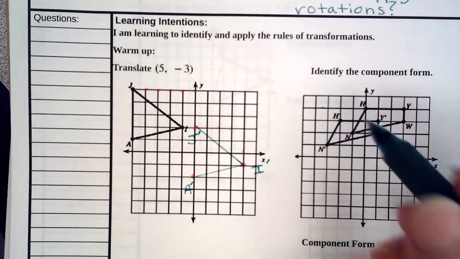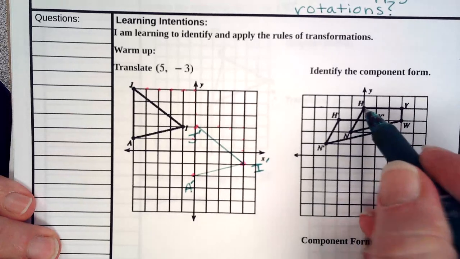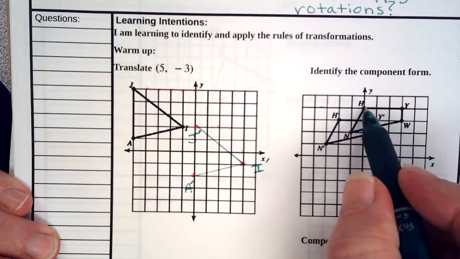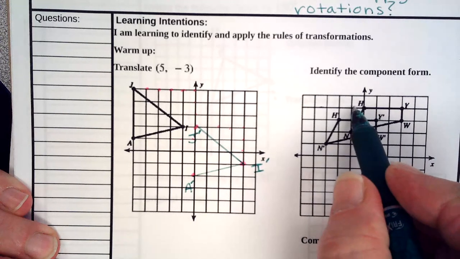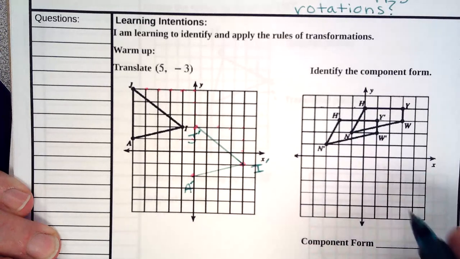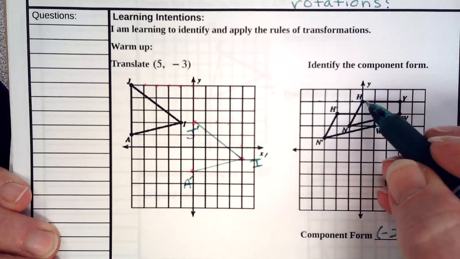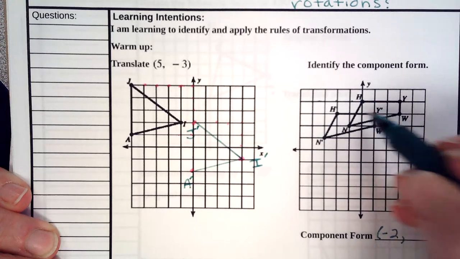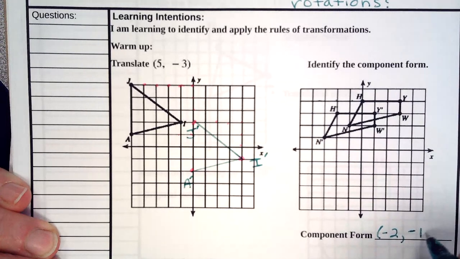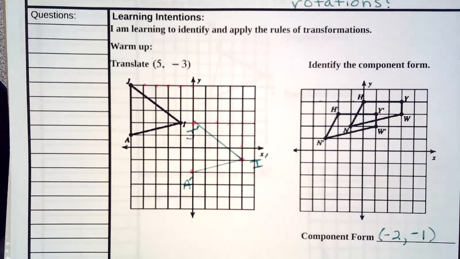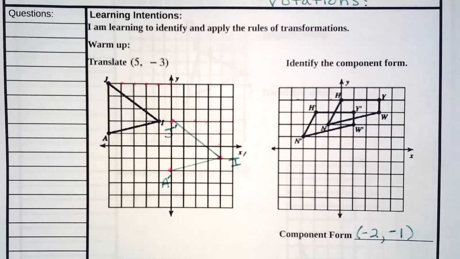Okay, so this is H prime and this is H. So if you notice, I'm going backwards 1, 2. So that's a -2. I'm going down 1, -1, and we're done. Hopefully that was quick and easy for you and you did not have any problems.